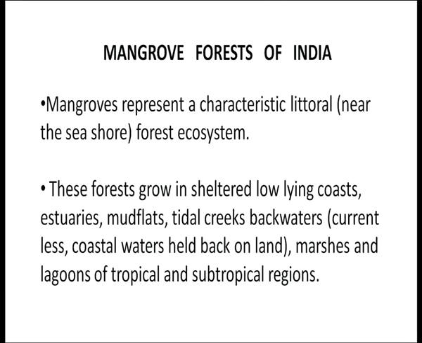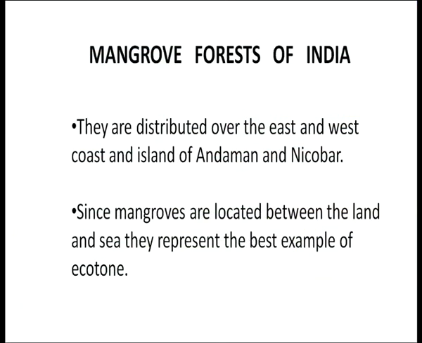The mangroves represent a characteristic littoral region. These forests grow in sheltered low-lying coasts, estuaries, mudflats, tidal creeks, backwaters, water held back on the marshes and lagoons, and in tropical and subtropical regions. They are distributed over the east and west coast of the islands of Andaman and Nicobar. Since the mangroves are located between the land and the sea, they represent the best example of an ecotone.